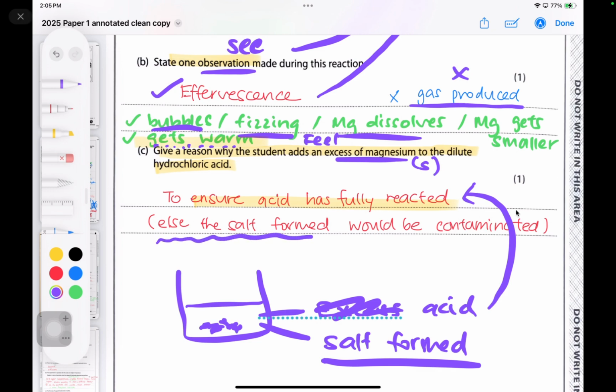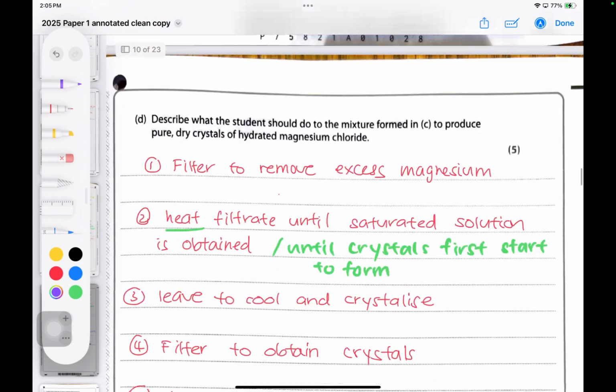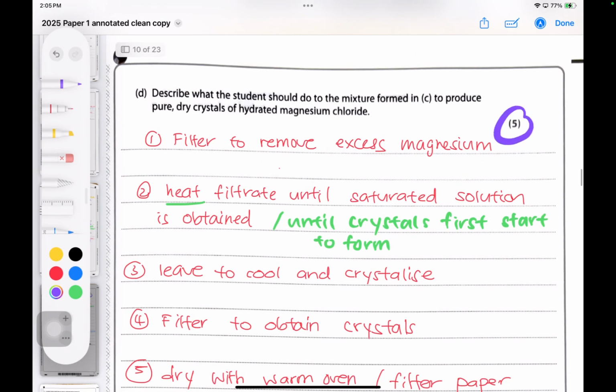This is the bigger reason, but this is optional. You don't have to write this. Okay, finally, this is a 5-mark question. This is more of a memory question in my opinion. You need to be able to write this word by word and step by step.